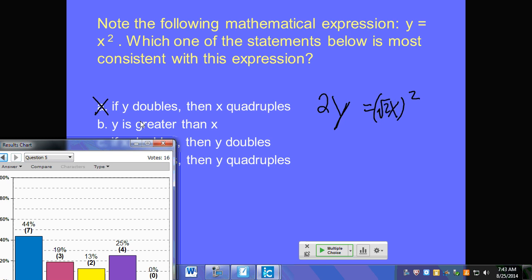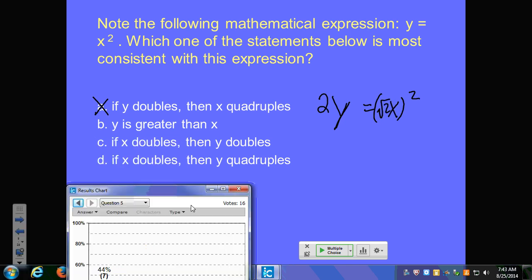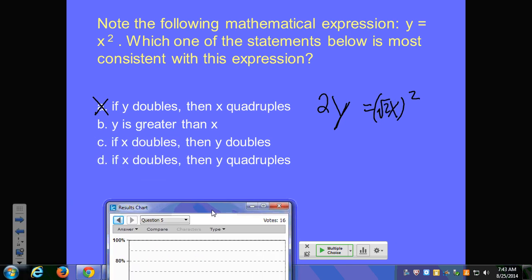So B is sometimes true, but not necessarily true. Not always true. If x doubles, then y doubles. That's called a linear relationship, where if you change one variable by a certain amount, the other variable changes by that same amount. But this is not a linear relationship.